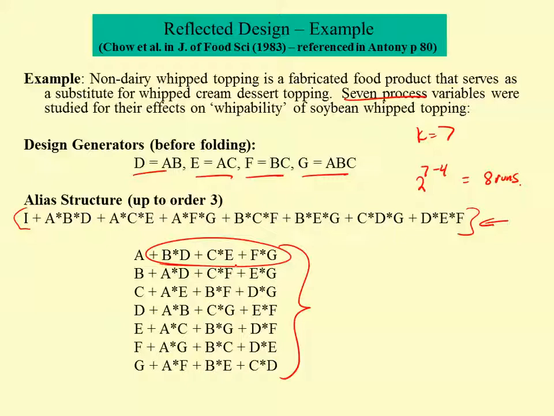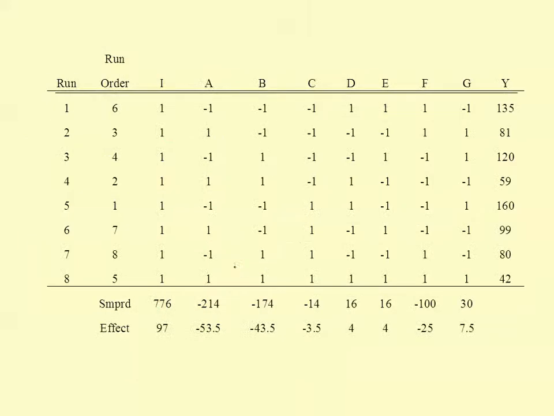Has everyone got an idea of what the design looks like initially? So we run this thing. So again, it's a 2 to the 7 minus 4. It's resolution 3. It's how we write that thing down. We've got 8 runs. We can calculate a mean. We've got the 7 main effects, and we can calculate the effects at the bottom of the column.